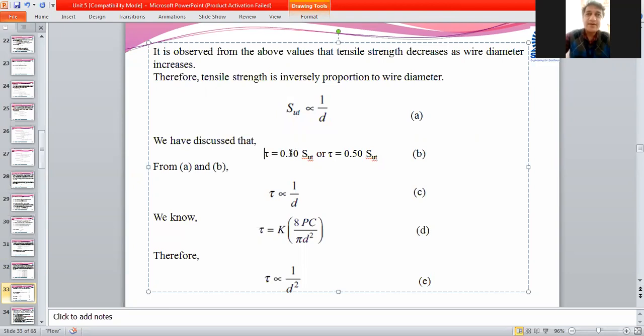And that we are going to calculate by considering 0.3 of its ultimate tensile strength or 0.5 of ultimate tensile strength. Okay. These IS conventions, Indian Standards which are provided, are used for that.